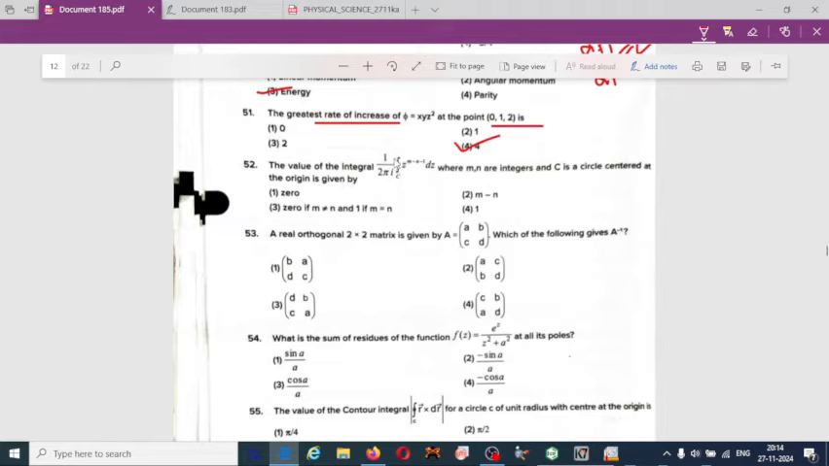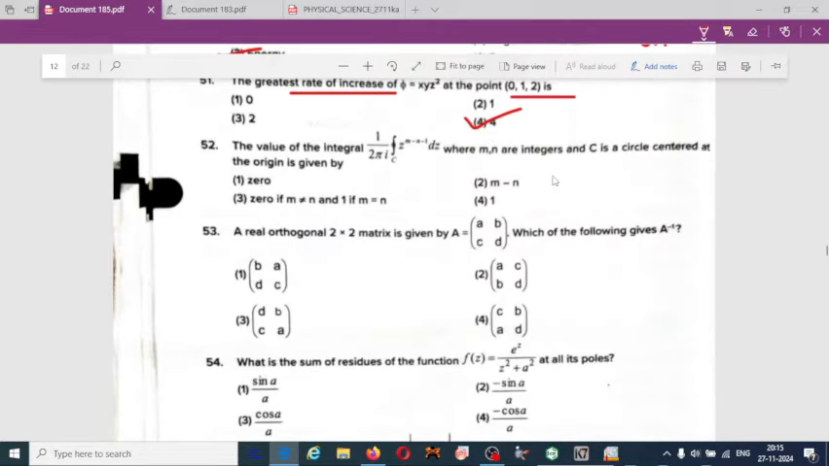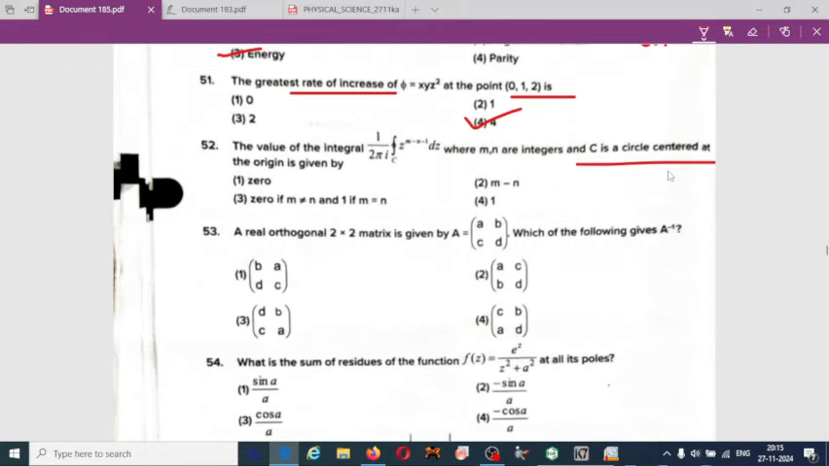The value of the integral 1 divided by 2 pi i, where m and n are integers and c is this circle centered at the origin, is given by option 2, m minus n. 52. Real orthogonal 2 cross 2 matrix is given by which one of the following gives the A inverse? That is 53. Option 3 may be the correct one.